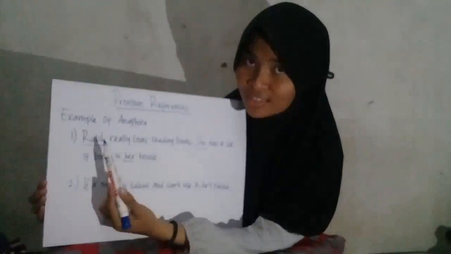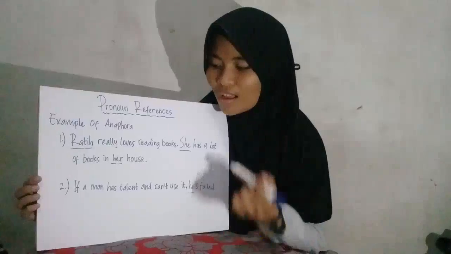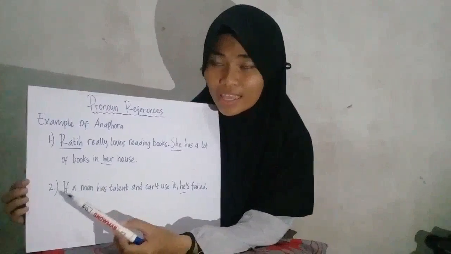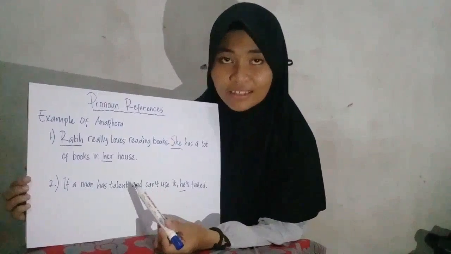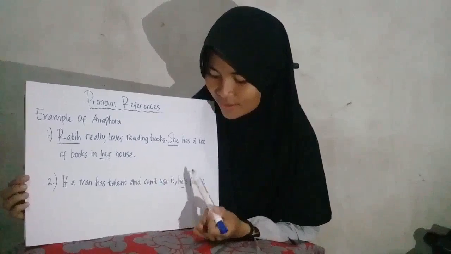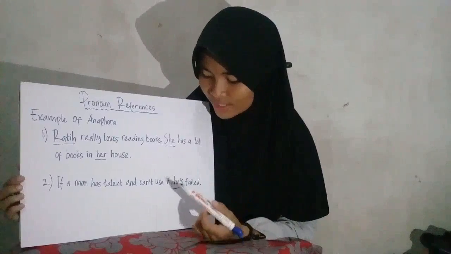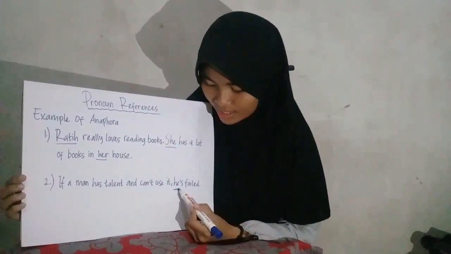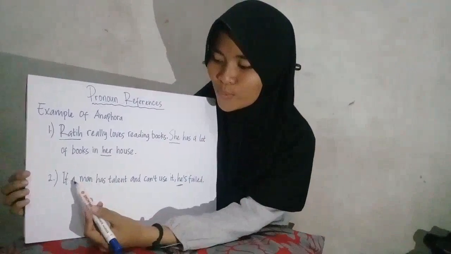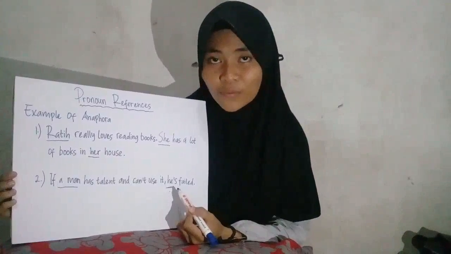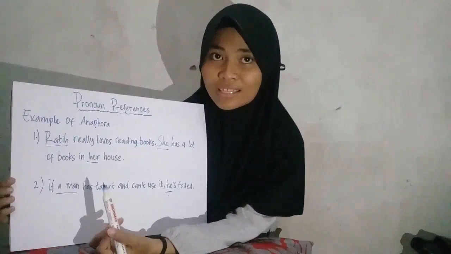So, she and her in this case is an anaphora because they refer to the preceding word here, Rati, as the antecedent. Okay? The second sentence is: if a man has talent and cannot use it, he is failed. Here, there is a pronoun he that refers to a man. Well, he is an anaphor and a man is the antecedent.